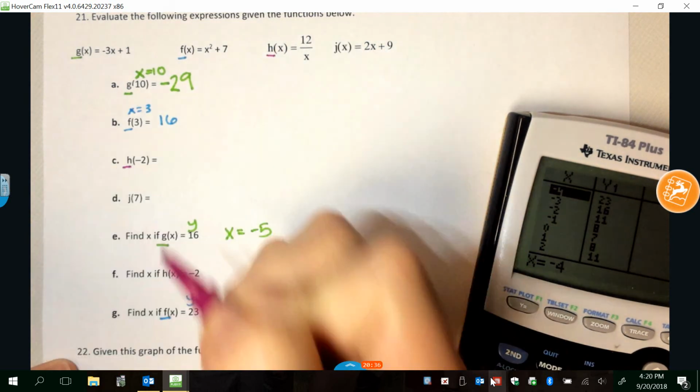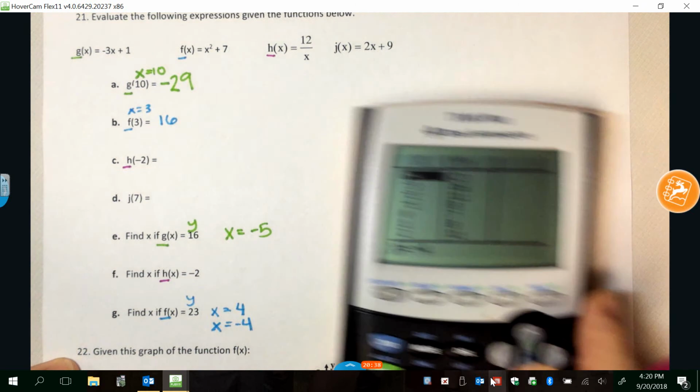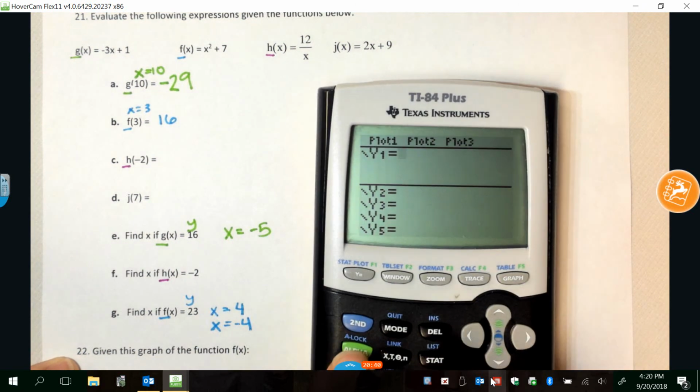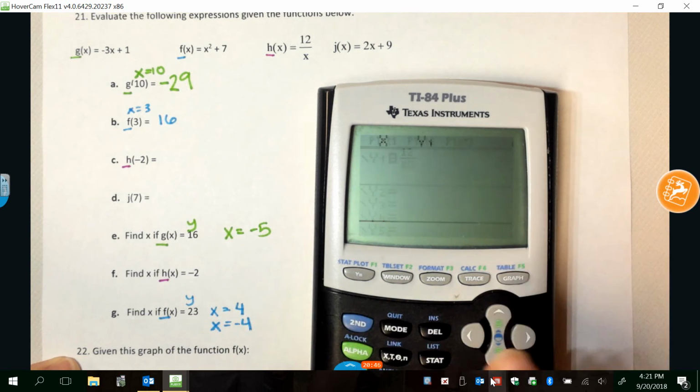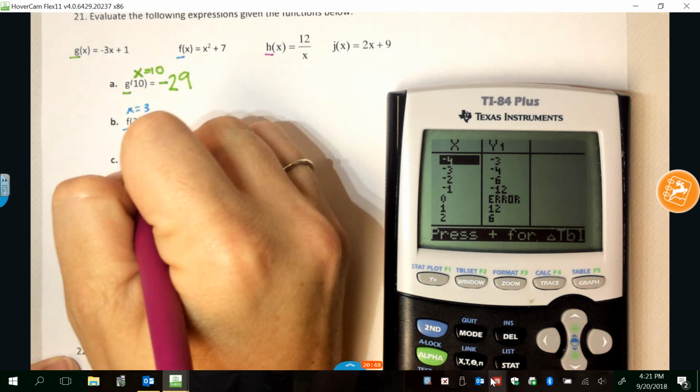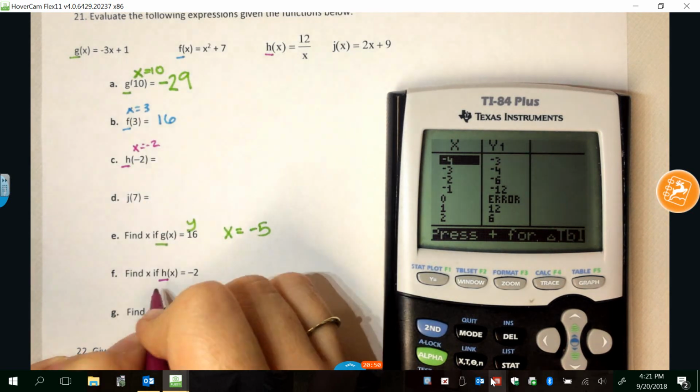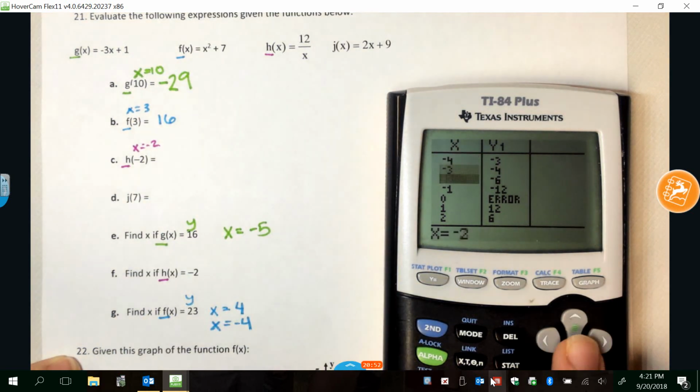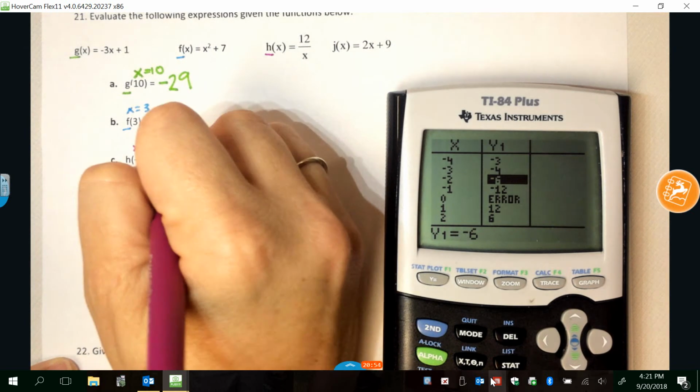So that's just this one and this one. So we're going to come here, clear. Remember, alpha y equals, enter, gives me a fraction, 12 over x, second graph. This is telling me that x equals -2. Okay, so x is -2 at -6.